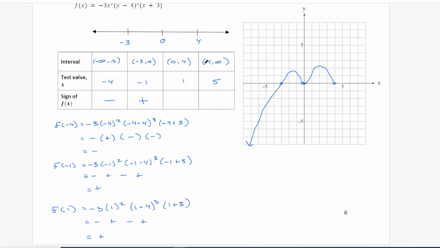And then we're going to take an interval to the right of 4. So we're going to plug in 4. This is very time consuming. Negative 3 times 4 squared times 4 minus 4. Oh, sorry, I'm not supposed to be testing 4. I got to test 5. Sorry about that. The x-intercept is 4, so the interval is 5. We're going to put a 5 in here, then 5 minus 4 all cubed, and then 5 plus 3. So this is going to end up as a negative, positive, positive, because 5 minus 4 is 1 cubed, times a positive. Ooh, it's negative. Cool. So I'm going to keep going down.